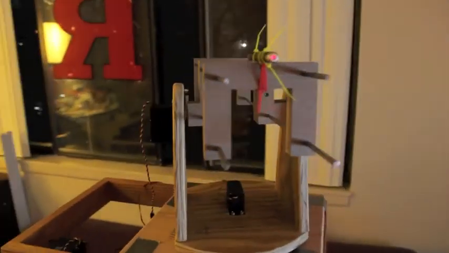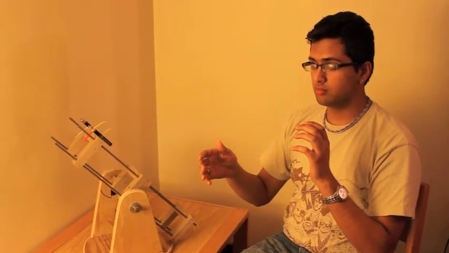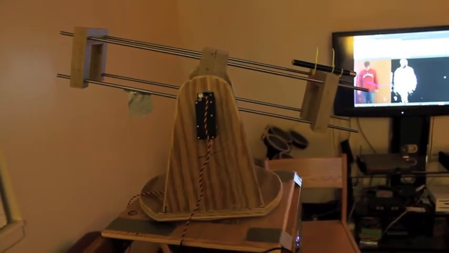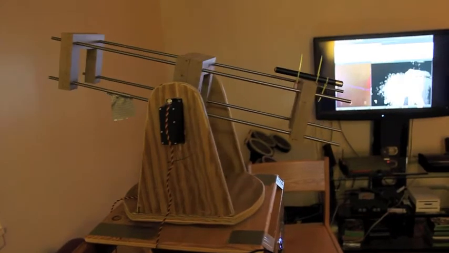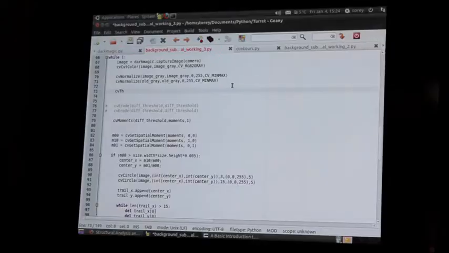For the input from the outside world, we're using webcams, which just provide a simple picture, and the computer can crunch numbers on the matrix that is the picture and figure out what angle to point the turret, both vertically and horizontally, in order to be properly aligned with the object that's moving in front of it.